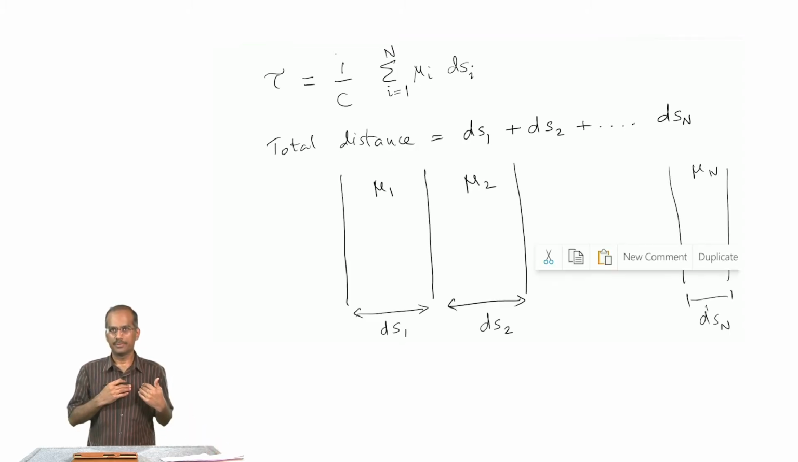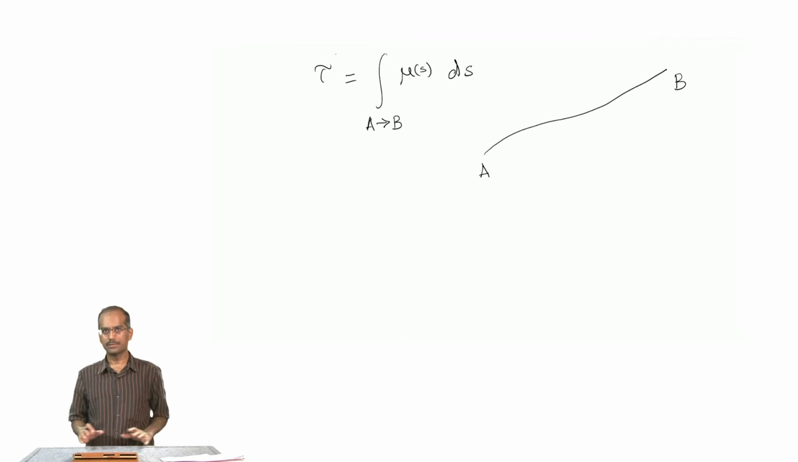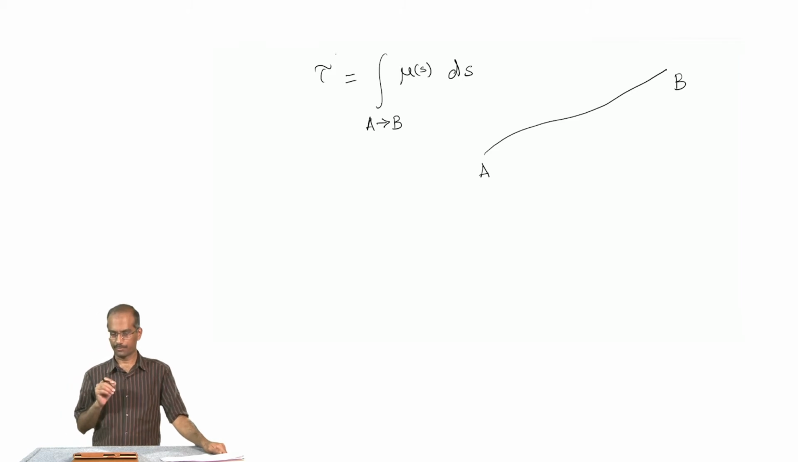If there is a continuously changing medium, we can replace the summation by an integration, in which case the time taken, which is denoted by tau, will be given by this. So, I have this formal expression for the time taken by light to travel from point A to point B in this picture of ray approximation, and between point A and point B, depending on where you are, the refractive index does change. That is taken into account by this mu, which depends on s.